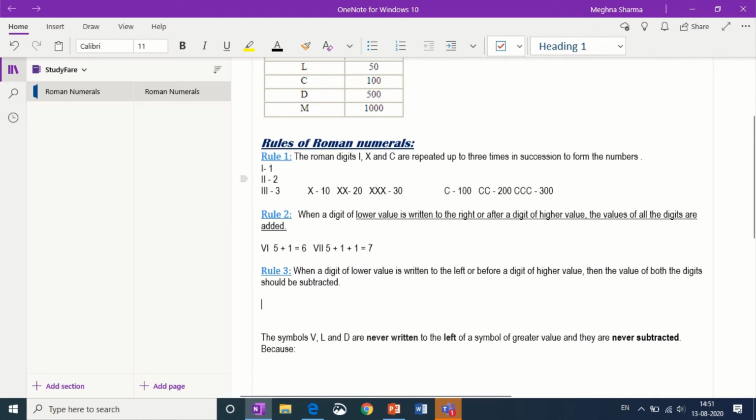Now let us see making those. When a digit of a lower value is written to the left, or before, a digit of a higher value, then the values of both the digits should be subtracted.